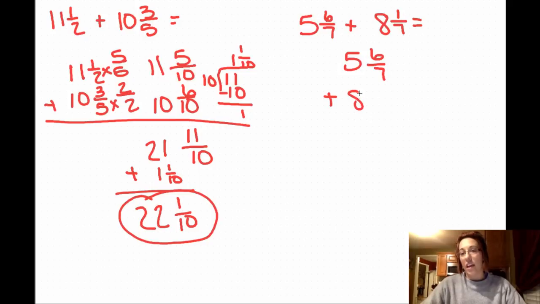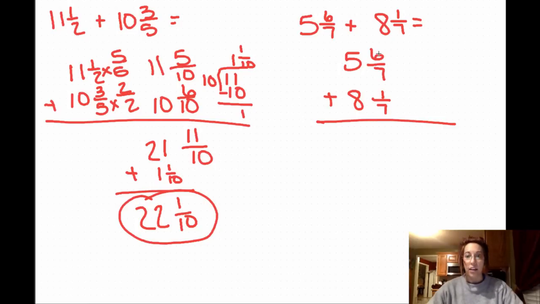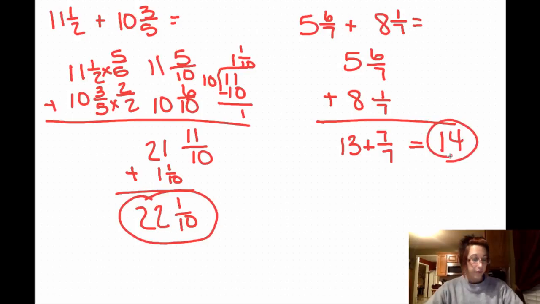So we have 5 6/7 plus 8 1/7. This one's kind of nice because I already have a common denominator, so I can add 6/7 plus 1/7 is 7/7, which is 1 whole. 8 plus 5 is 13 plus 7/7, which is one whole, is going to make 14. I hope you saw how I did that. I saw 7/7 and it was 1 whole, so I just added 1 more to the 13 to make 14.